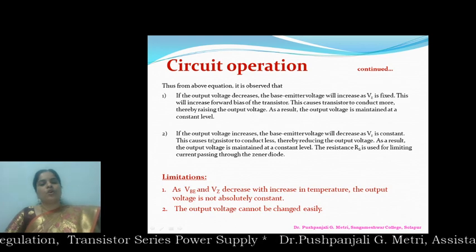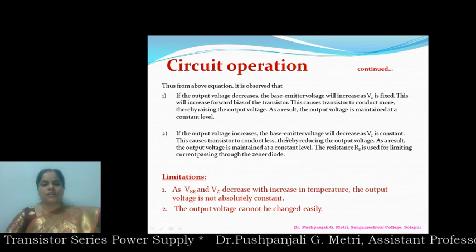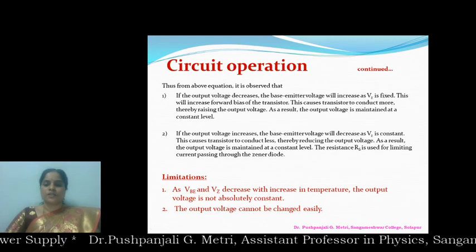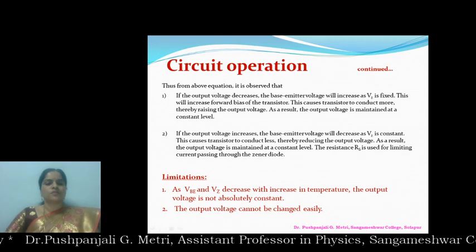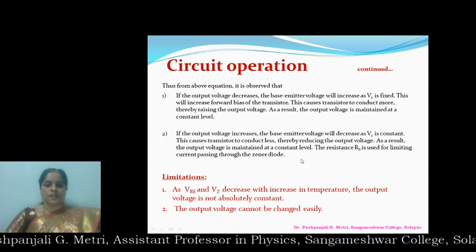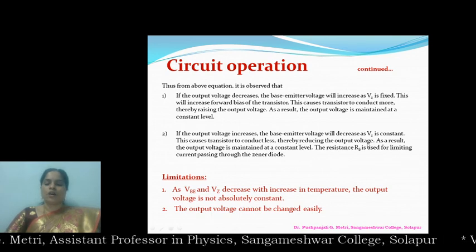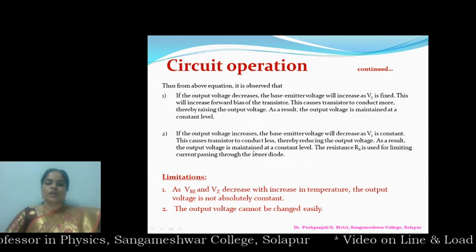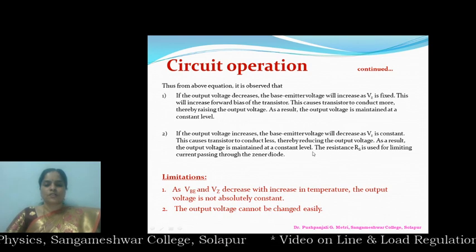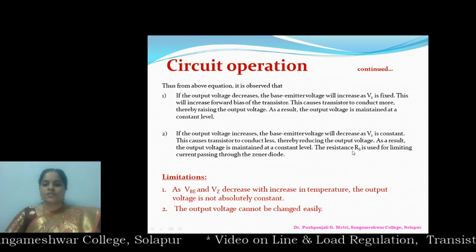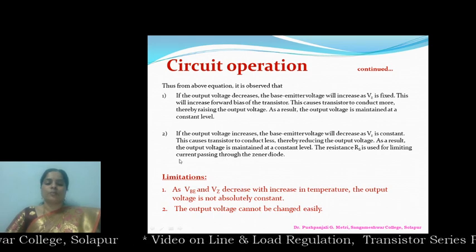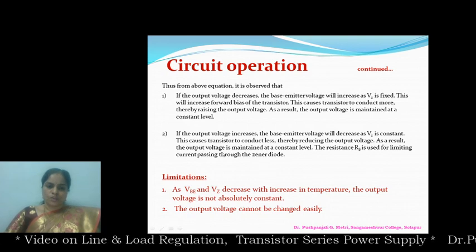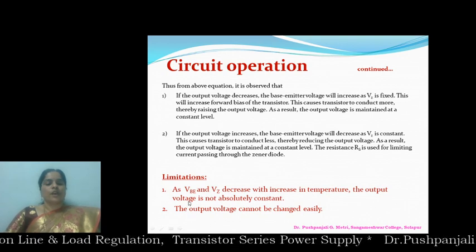Now, if the output voltage increases, then the base emitter voltage will decrease, as again Vz is constant. This causes the transistor to conduct less, thereby reducing the output voltage. As a result, the output voltage is maintained at a constant level. The resistance Rs is used for limiting the current passing through the Zener diode.